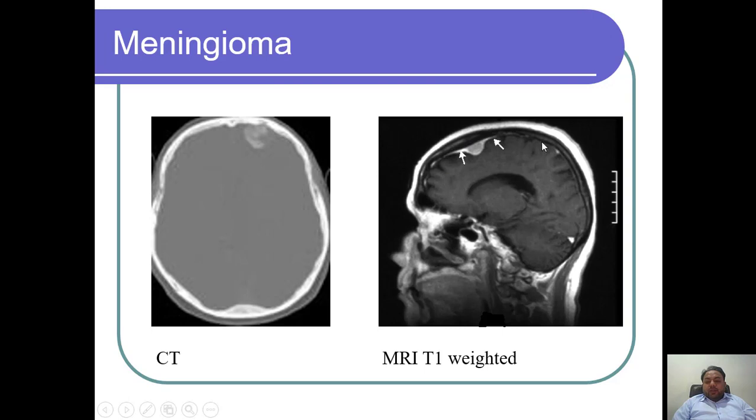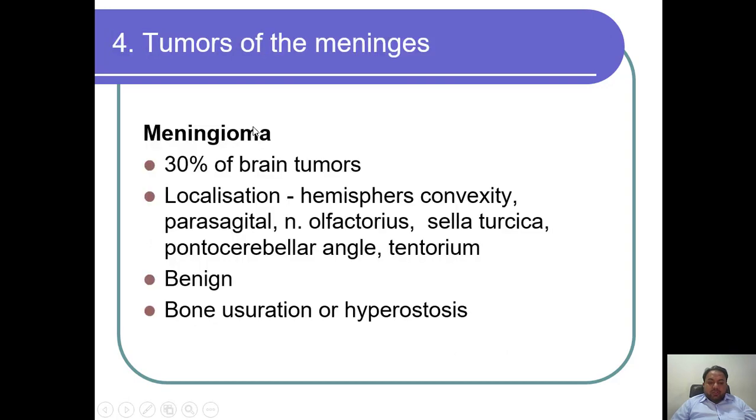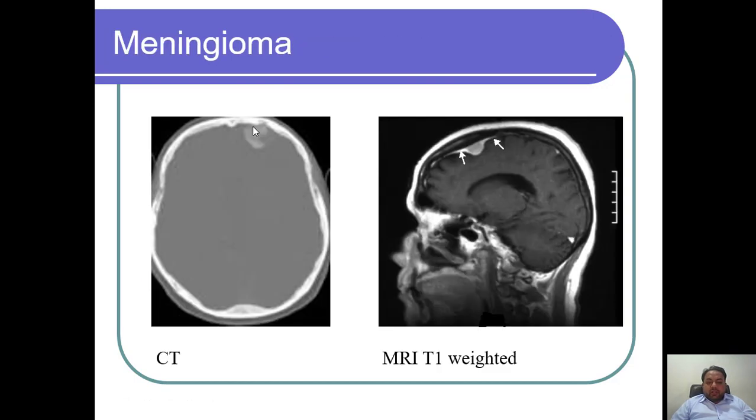Here is an MRI of the brain showing meningioma. This is meningioma. This is MRI and this is CT scan. CT scan shows bony involvement also. This is called bony ulceration.